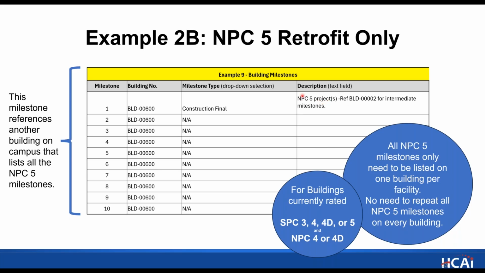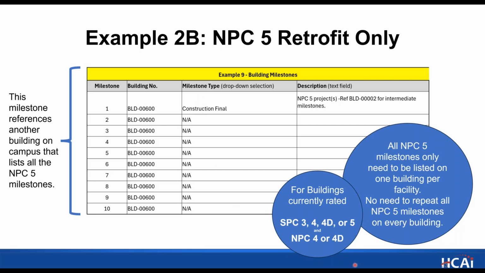And then in the description, we can use this suggested text and reference that building number. So the one we just looked at was called building number 2. Reference that building for the intermediate milestones. And this way, you don't have to copy that onto every single building and update a bunch of dates if you have a change in the future. So you can use this if you have a campus with multiple buildings and any buildings that only need the NPC 5, as long as you list the NPC 5 retrofit milestones on one of those buildings.